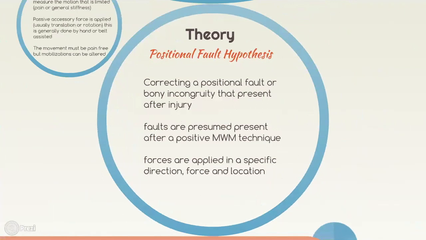Now, in theory, it is based on the positional fault hypothesis, which is correcting a positional fault or bony incongruity that's present after injury. These faults are only presumed present after positive results of an MWM technique, although some imaging studies have seen faults in some joints. Forces need to be applied in a specific direction, force, and location, which might also cause a neurophysiological mechanism for pain release.